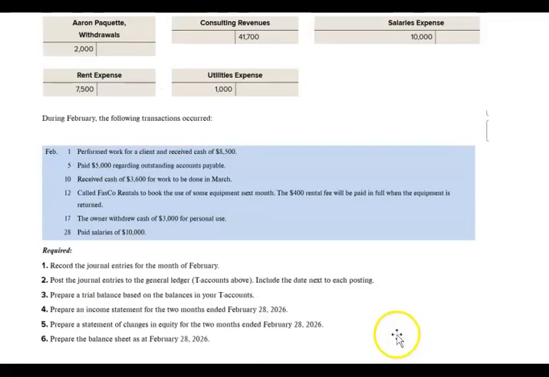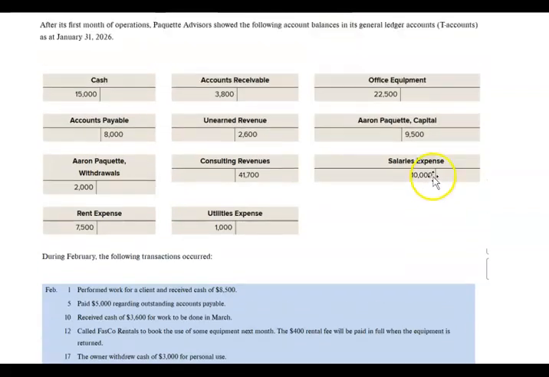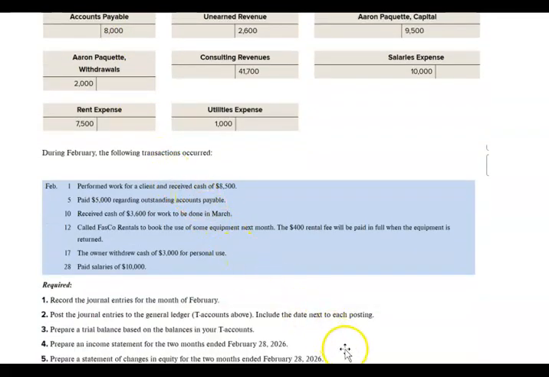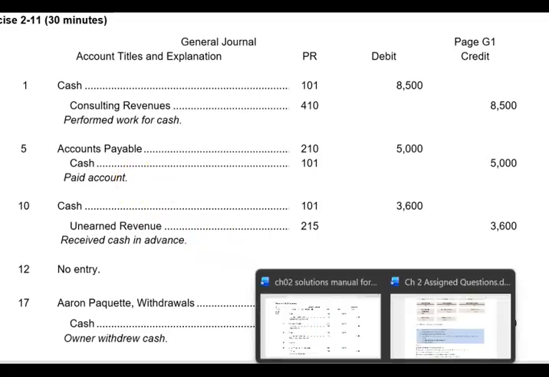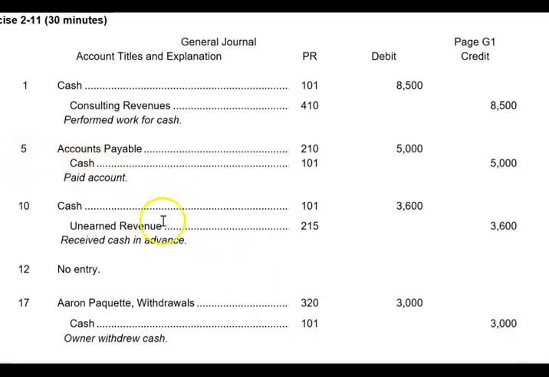Next entry. On February 5th, we've paid $5,000 regarding outstanding accounts payable. Okay, so we had accounts payable from last month outstanding of 8,000, so we're paying 5,000 towards it. So we're going to reduce that balance. So accounts payable is now being debited for 5,000 to reduce the outstanding balance, and we're giving them the asset called cash, and that's going to be reduced. So therefore, it's going to be credited for 5,000. And then the description is paid account. And you can see I've got February 5th next to the entry.